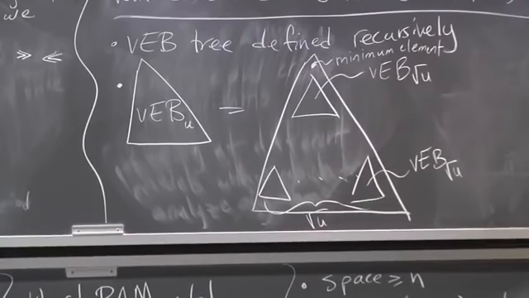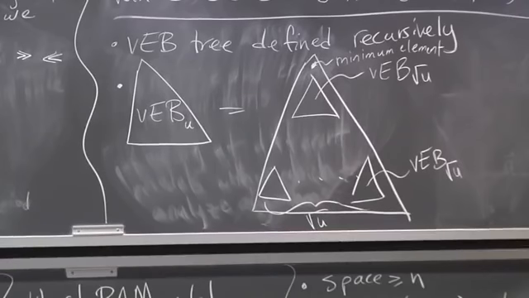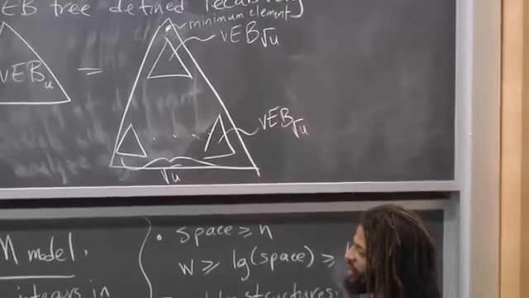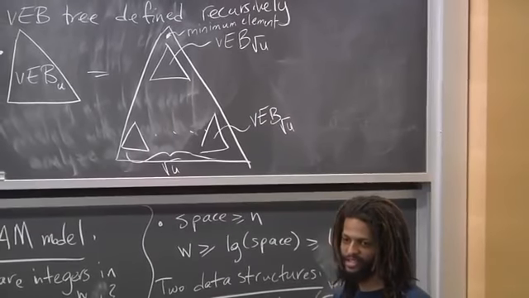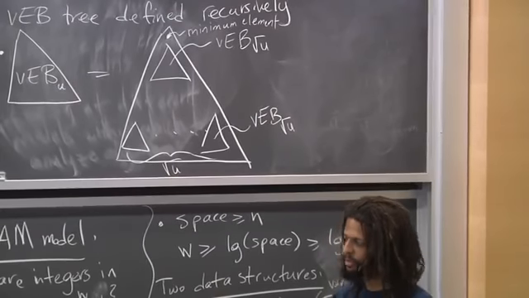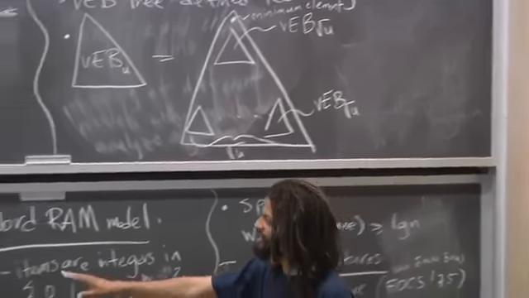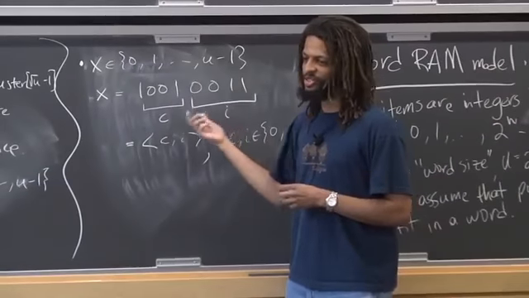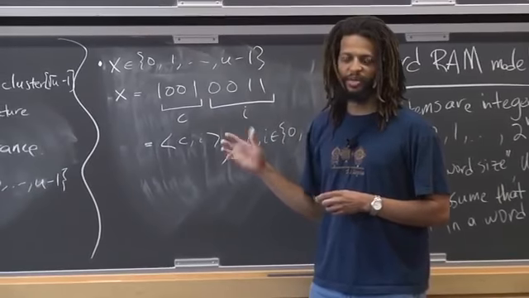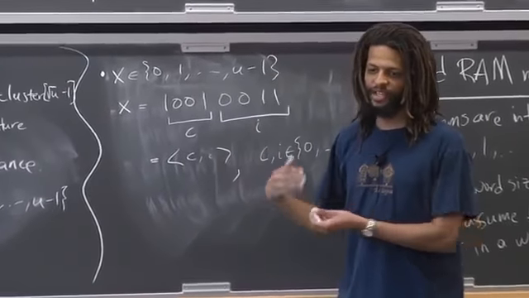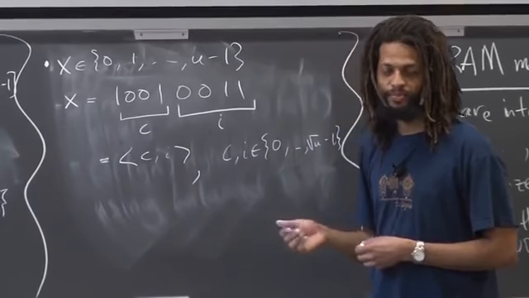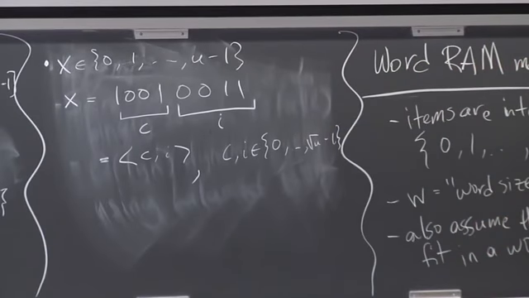Now tell me, given what I just said, how would you do a query for the predecessor of x? And hopefully people agree that you can extract c and i each in constant time just by bitwise ANDing and shifting. Okay, so how would you search for the predecessor of x in this recursive data structure as I've defined it?